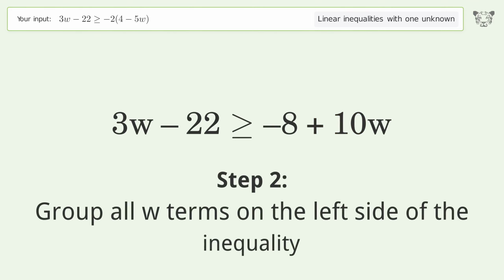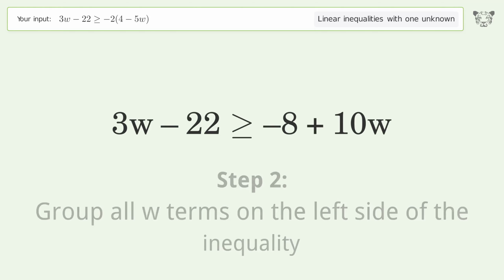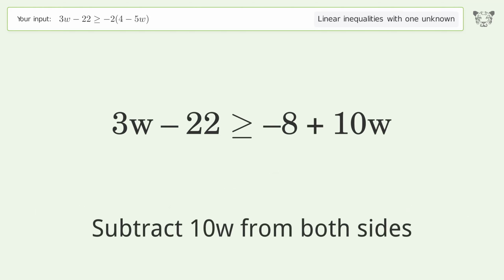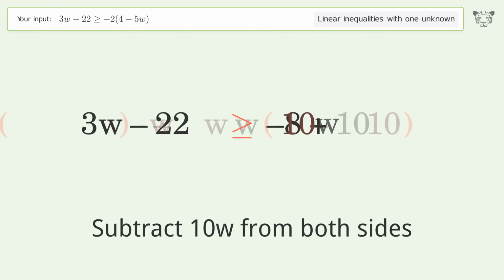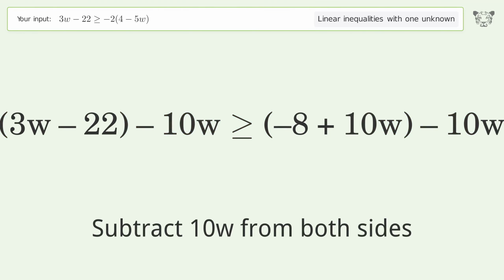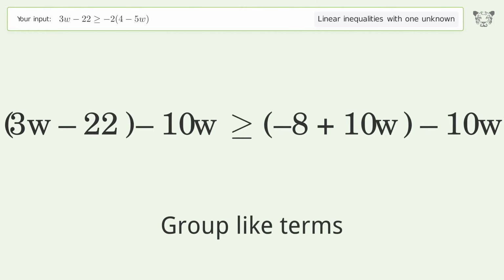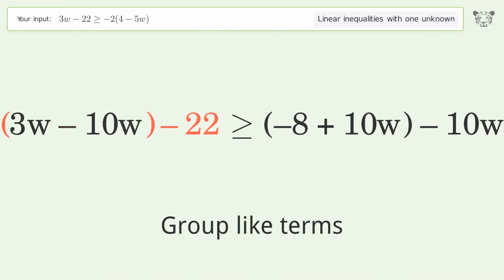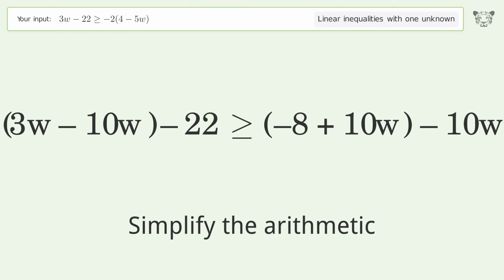Group all w terms on the left side of the inequality. Subtract 10w from both sides. Group like terms. Simplify the arithmetic.